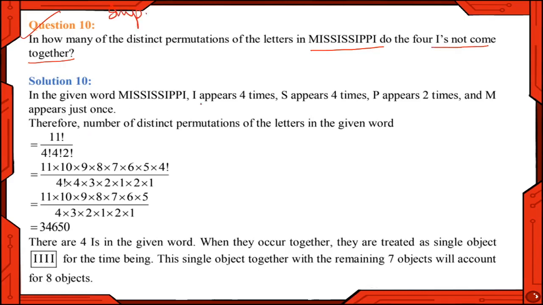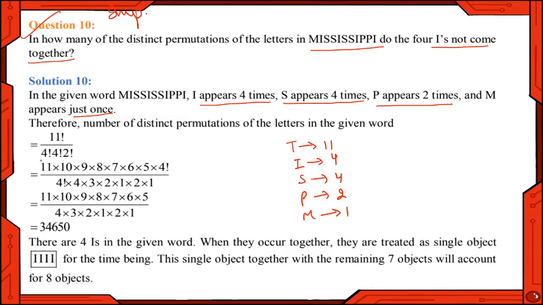In the given word Mississippi, I appears 4 times, S appears 4 times, P appears 2 times, and M appears just once, right? So how many total letters? Total letters are 11, right? So 11 factorial upon the factorials of the numbers of letters of the same type: factorial 4 into factorial 4 into factorial 2. Solve it. These are the total arrangements, permutations.